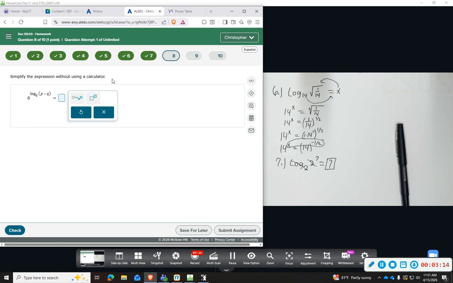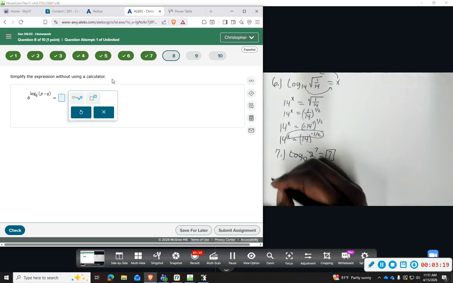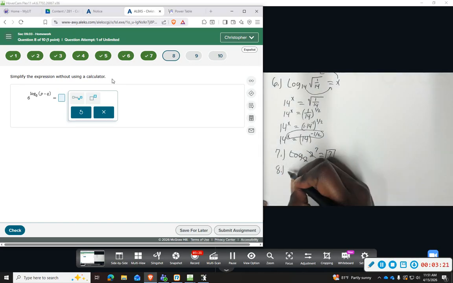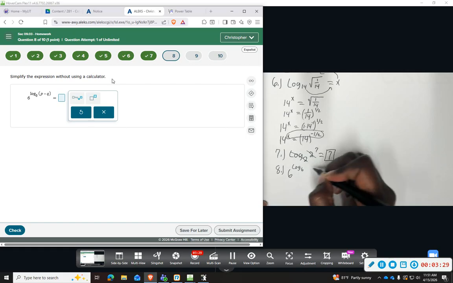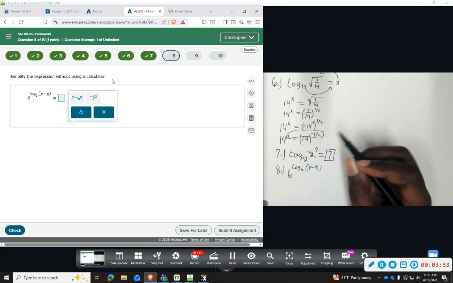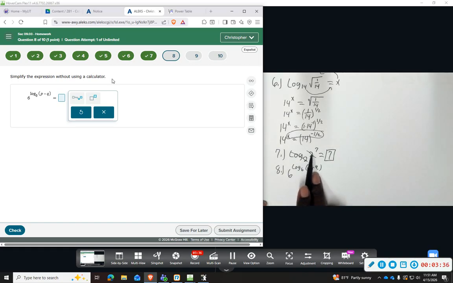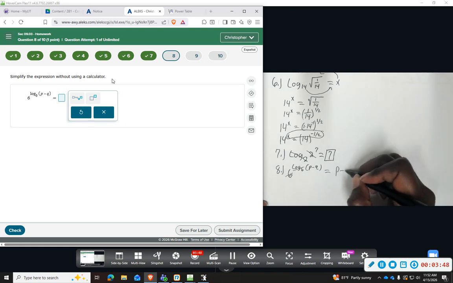Number 8, we want to simplify the expression without a calculator. Same cancellation property is in effect here. We have 6, this is exponential form, and then it's raised to the power of log base 6 of p minus q. So just like this cancellation property, the base is the same as the argument. Same thing here, the base of the exponent is the same as the base of the log. These two also cancel each other out, leaving you with just p minus q.